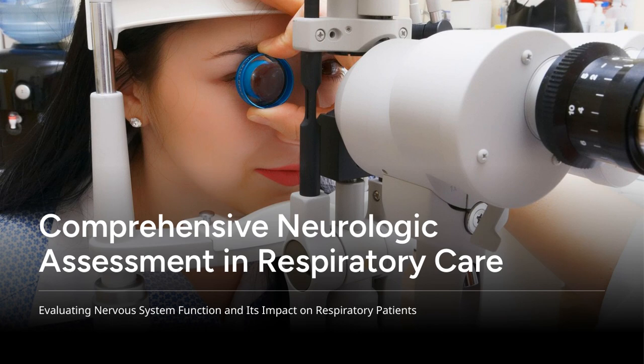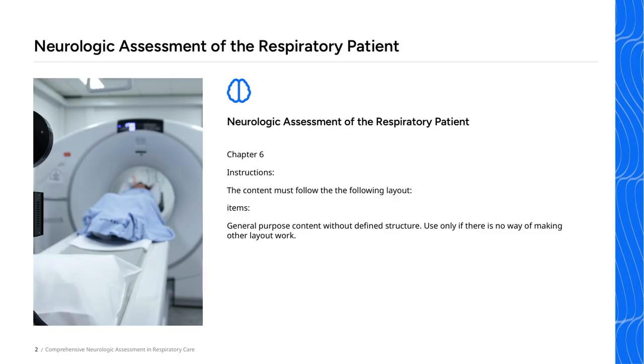Let's get started. Today, we're going to focus on the neurologic assessment of the respiratory patient. This is a crucial part of respiratory care because the nervous system plays a vital role in controlling breathing and airway protection. When we evaluate a patient neurologically, we're looking at how well their nervous system is functioning and how it might be impacting their respiratory status.